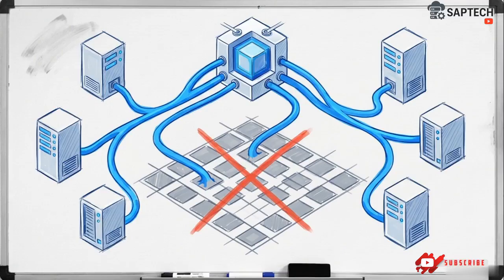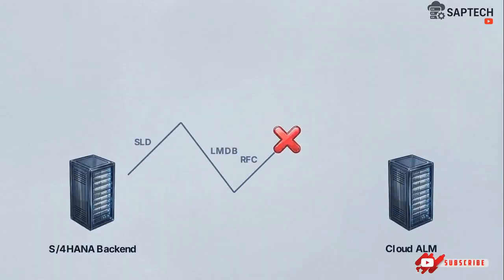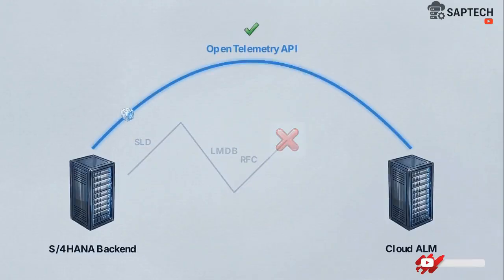Connecting systems in the new Landscape Management Hub utilizes external APIs, bypassing the complex manual RFC setups of the past. RFCs, or remote function calls, are the traditional, highly manual connections between SAP systems.